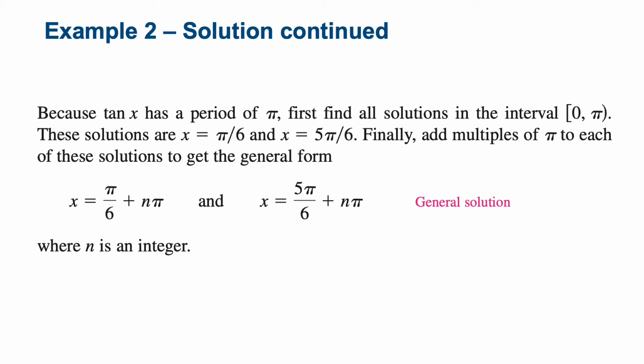So where does tangent of x equal root 3 over 3 or negative root 3 over 3 in the interval 0 to pi? It equals that at pi over 6 and 5 pi over 6. Now because tangent of x has a period of pi, we don't add 2n pi, we just add n pi to each solution to get the general form, okay? So your solution to this would be x is equal to pi over 6 plus n pi, and x equals 5 pi over 6 plus n pi, where n is an integer.